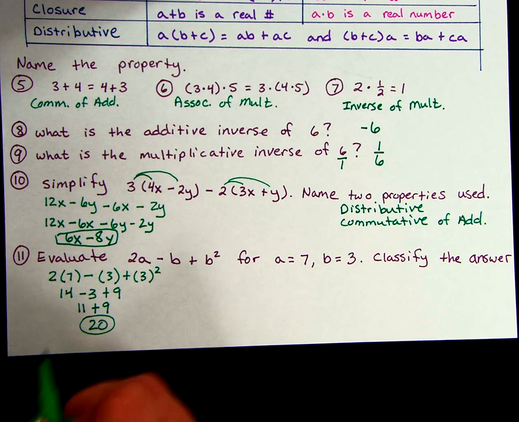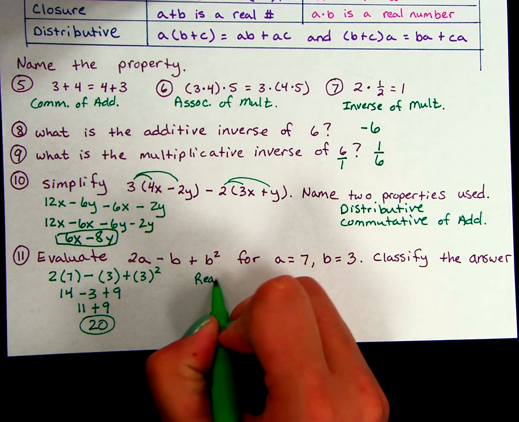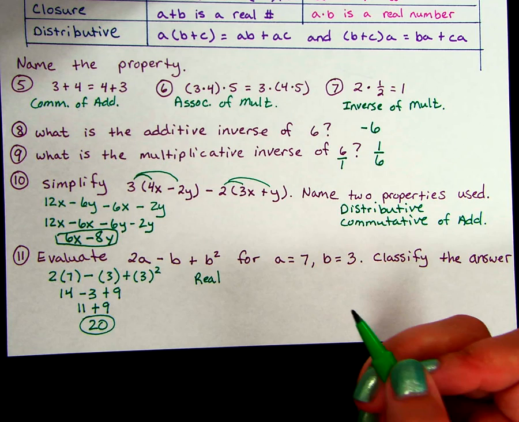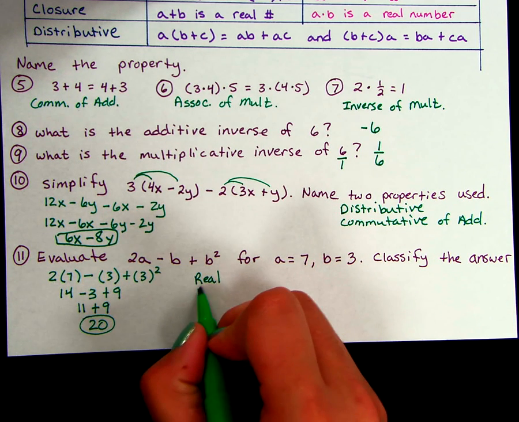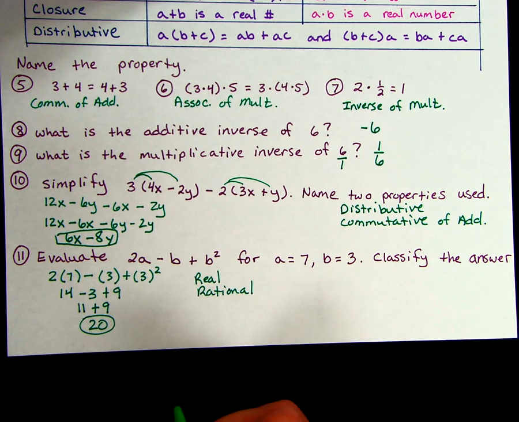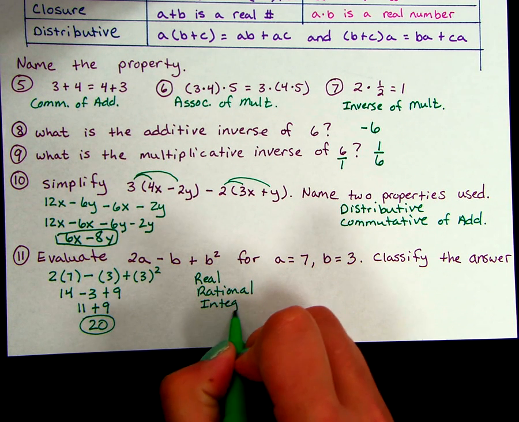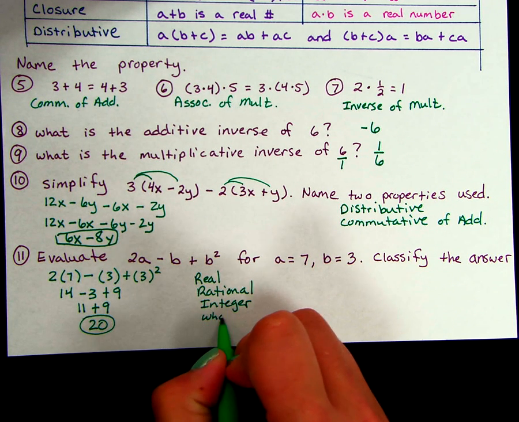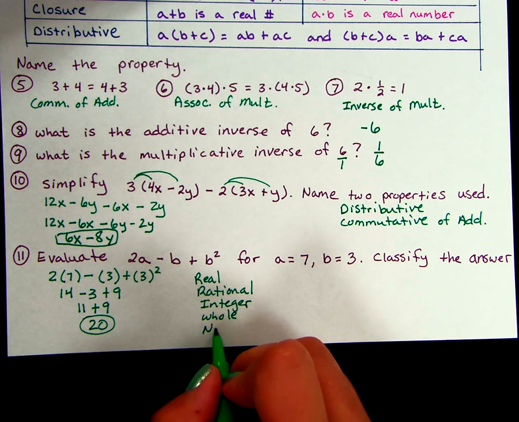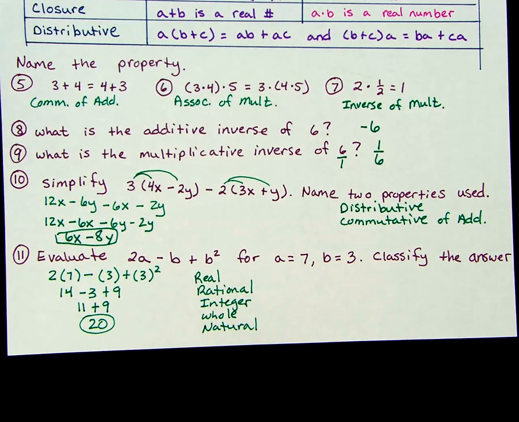So here's our answer, and then if we're classifying that, well, we know it's a real number. Since it's not in a radical, that means that it has to be rational. And that also is going to make it an integer. And a whole number because it's positive, as well as a natural number. So it's all of them. And that will conclude lesson 2.